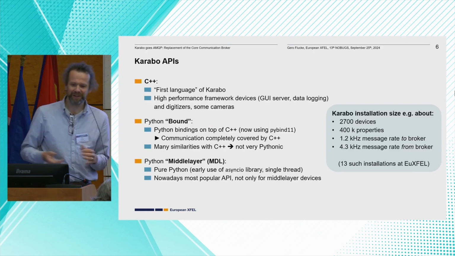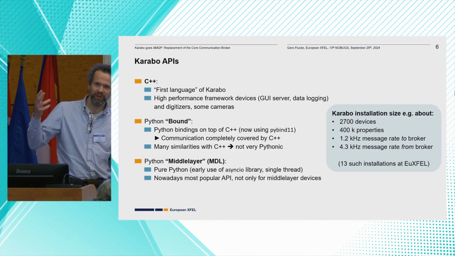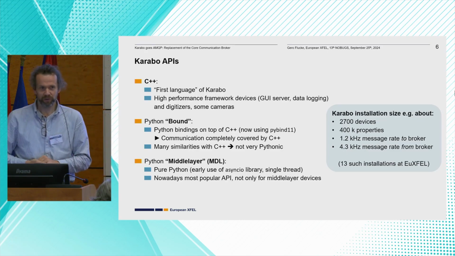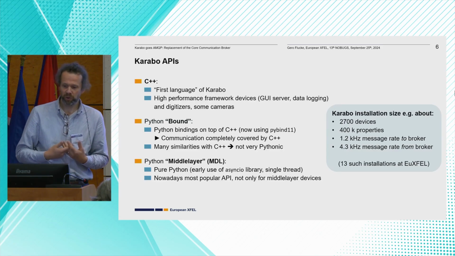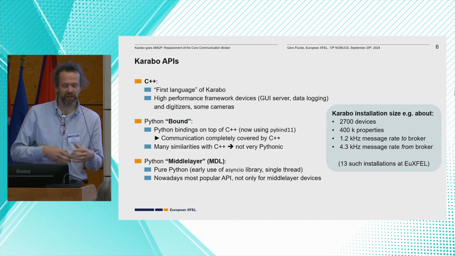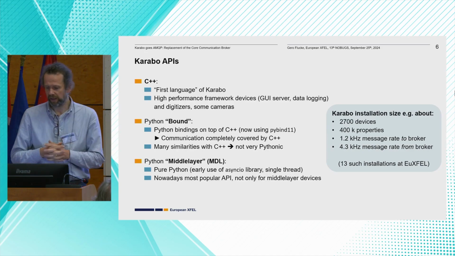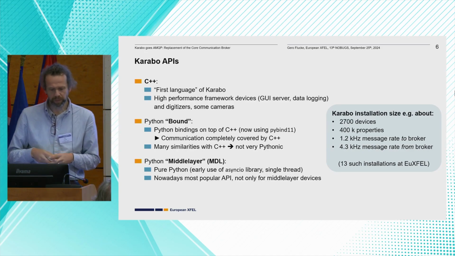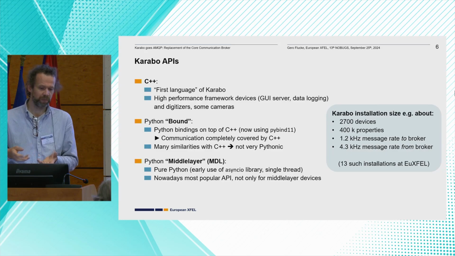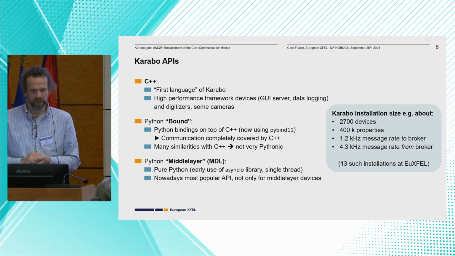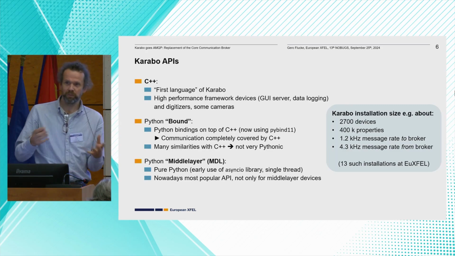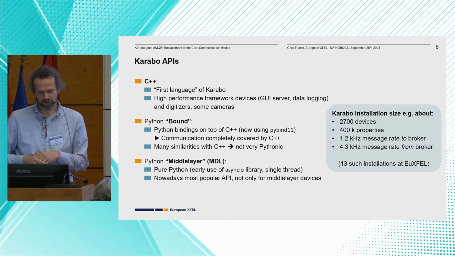So just more about Caribou. We have three APIs. C++ was the initial language of Caribou, and it's used for high-performance framework devices like our GUI server, data logging, also for digitizers, which have to pull out a lot of data, and some cameras. Then a Python-bound API, which has Python bindings on top of C++. We just refurbished this to use pybind11 as a binding library. But the communication is completely covered by C++, so you will not hear more about this in this talk.